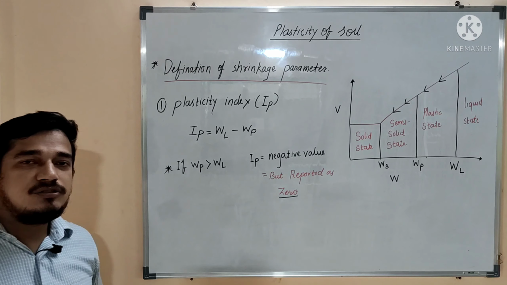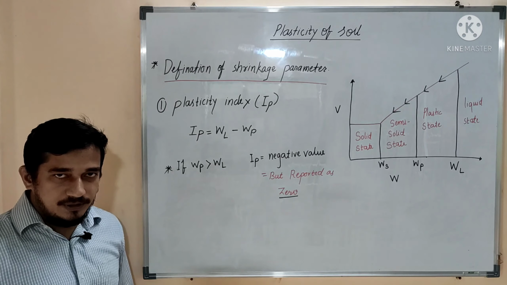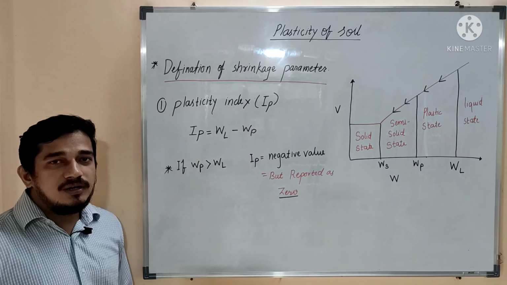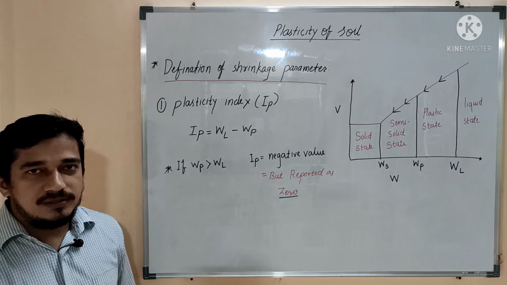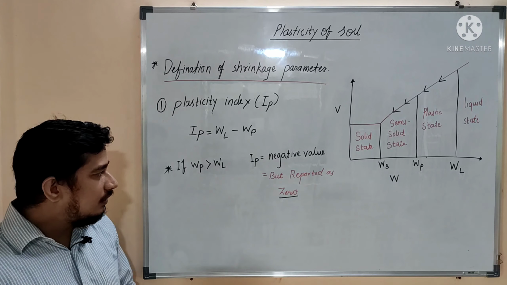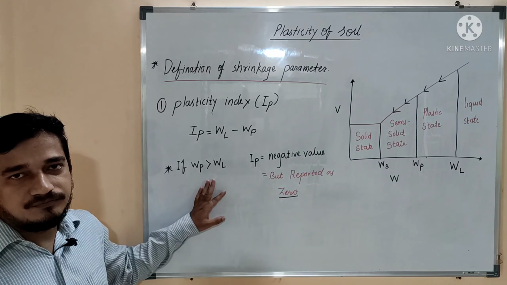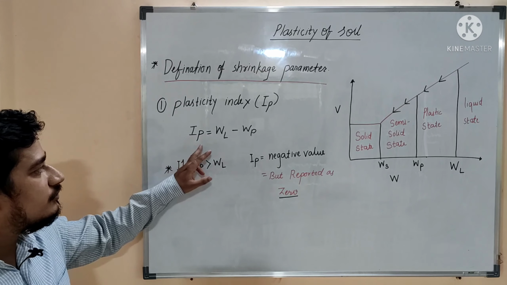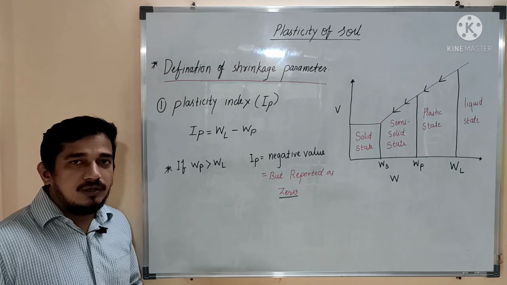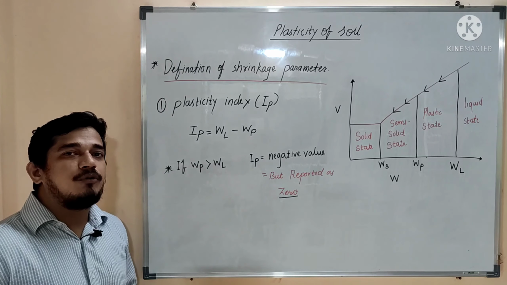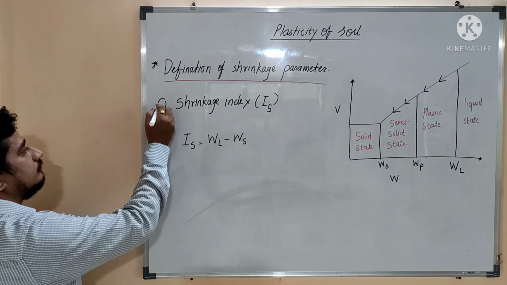Okay, so for certain soil, if we can't determine the liquid limit or the plastic limit, then that soil can be classified as a non-plastic soil, or we say that the soil is non-plastic. But in some cases, if the plastic limit of a soil is greater than the liquid limit, then the numerical difference of the liquid limit and plastic limit will be negative. But plasticity index cannot be reported as a negative value, it can be reported as 0.